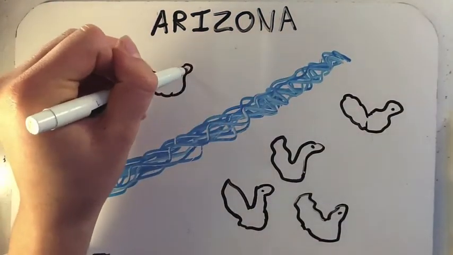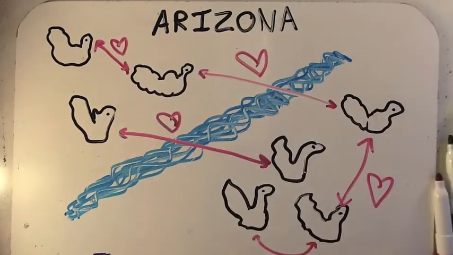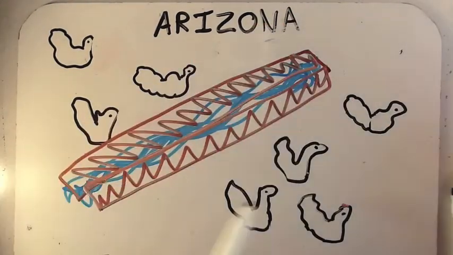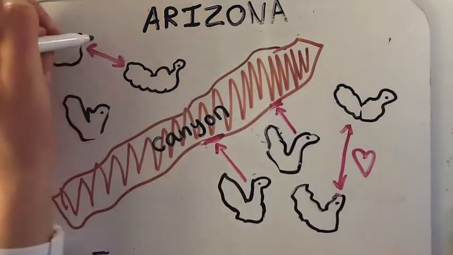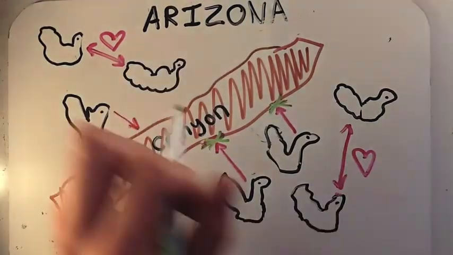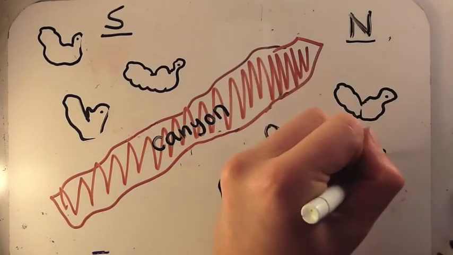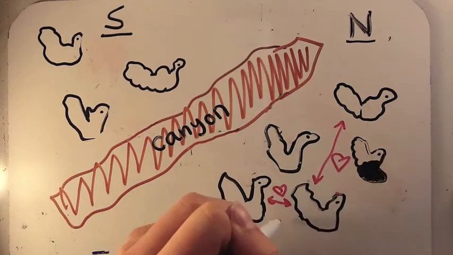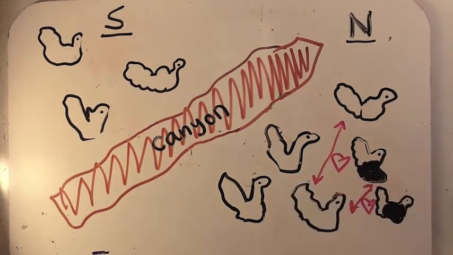They lived on either side of the Colorado River, but they could cross it easily and mate with each other. However, once the Colorado River formed the Grand Canyon, the squirrel population was divided. They could not cross over the canyon. Because of this geographical barrier, the squirrels could only mate with those on their side of the canyon. As the canyon grew and became wider, the environmental conditions on either side of it became more and more different.